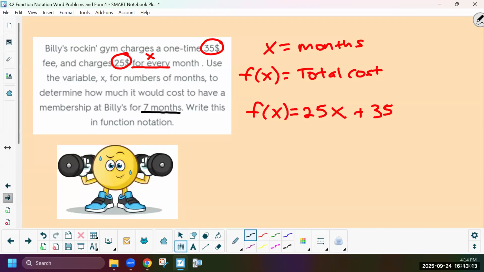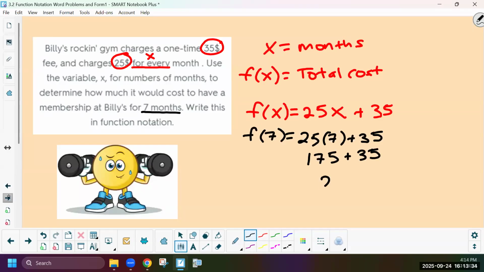Now that I have it written, now I have to evaluate for what they wanted. So they said for 7 months, we want to figure out how much this is going to be. So basically they're asking me to find f of 7. So I'm going to replace my x with 7, and we're going to solve. Okay, in this case, 25 times 7 is 175, and 175 plus 35 gives me 210. Okay, so therefore, f of 7 equals 210.